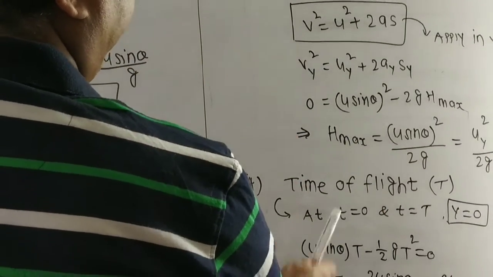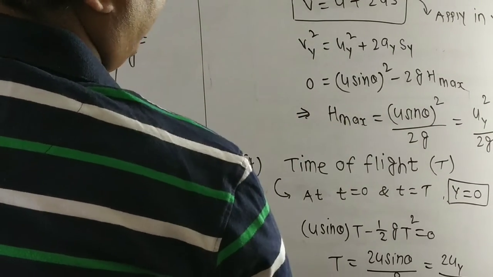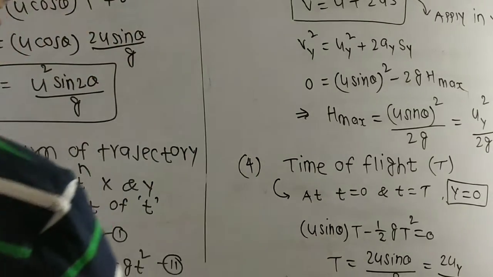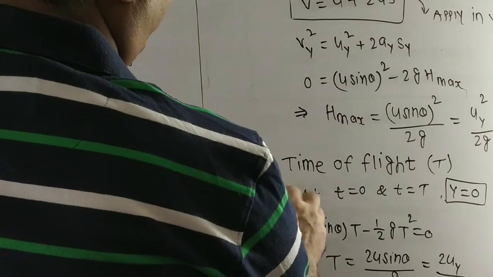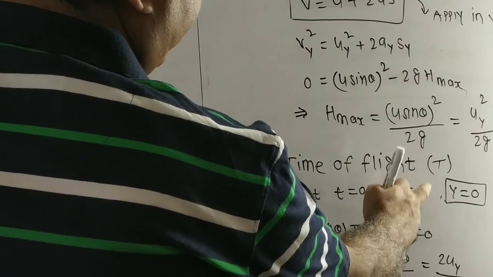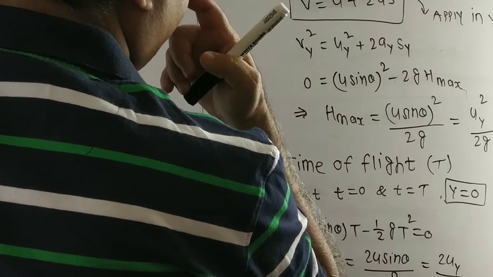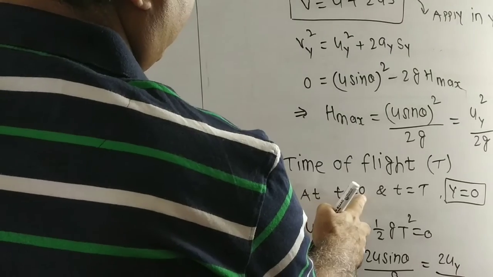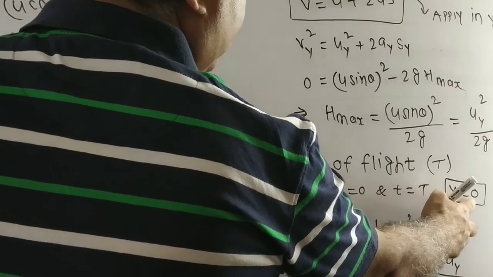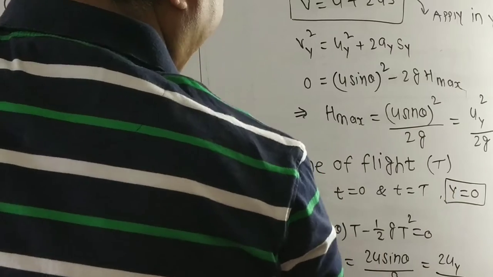Next is the time of flight, that is the time during which the particle is flying, or time taken from point of projection to the point of strike. Remember, at the point of projection y coordinate is 0, and at the time of striking again y coordinate is 0. So can I say at t is equal to 0, and at time t is equal to time of flight, y coordinate has to be 0 because both are on the x-axis.